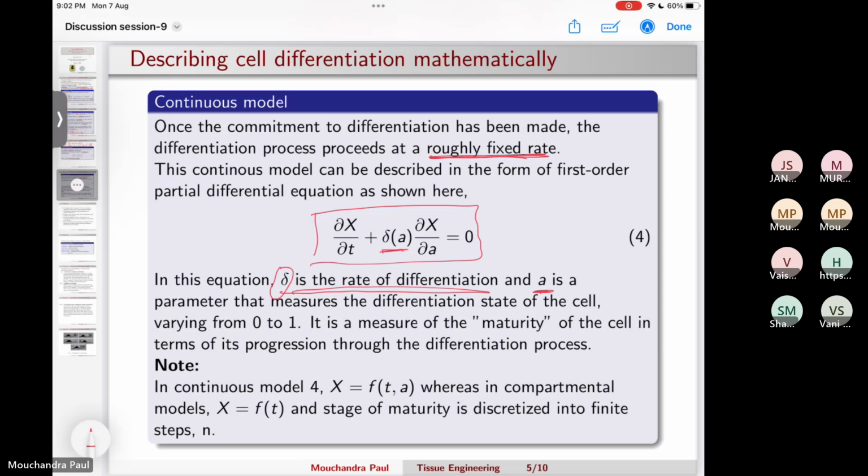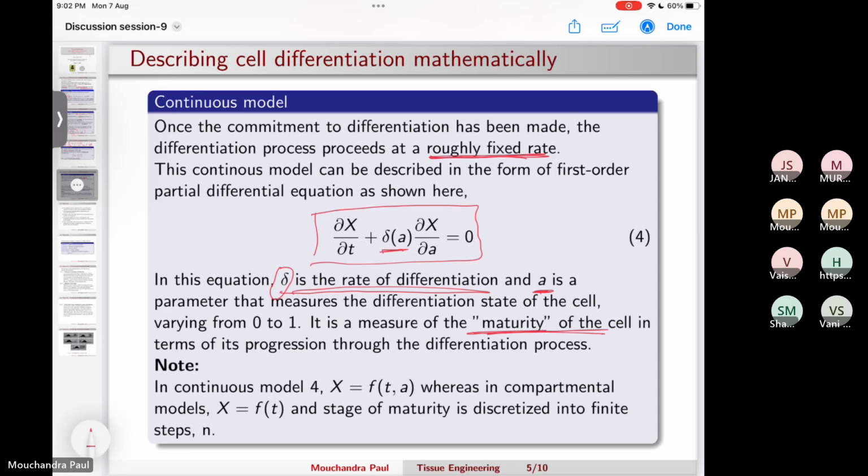Now this a is actually a measure of maturity of the cell. So it can have a value between 0 and 1. If a is 0, it means the cell is very much immature, it is a stem cell, and when the a value becomes 1, that means the cell is completely mature and has gained a particular specialized function. So a is basically a parameter that measures at what state of differentiation the cell is. Okay, so it can have a value between 0 and 1 only, and it can have a decimal value as well. Understood?